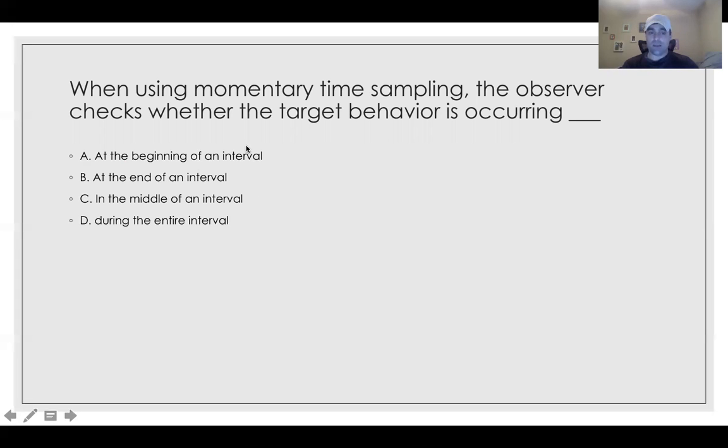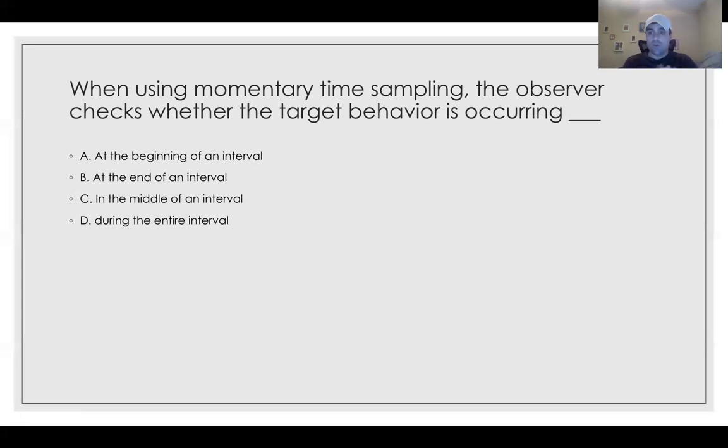Do we check at the beginning of the interval, at the end, in the middle, or during the entire interval? Well, we know it's not D because during the entire interval is whole interval. None of our interval schedules are at the beginning and none are in the middle. You're either checking the whole interval or at the very end. And momentary time sampling occurs at the very end, right?